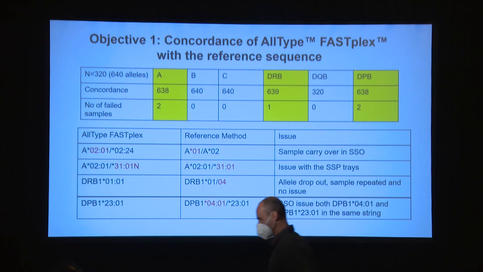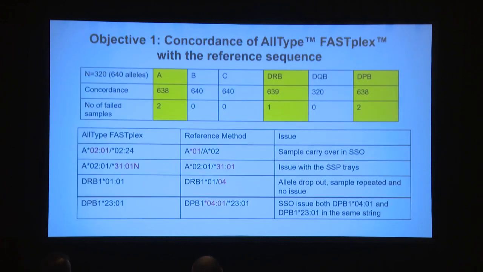When compared, the reference method had actually found a DRB1 01 and 04. And when we repeated the same sample again, we were able to rescue this allele dropout. We found that the DNA quality that we initially used was not very good. So when you do NGS, the quality of your DNA is important, because if you have bad quality DNA, this is when you start to get some issues.